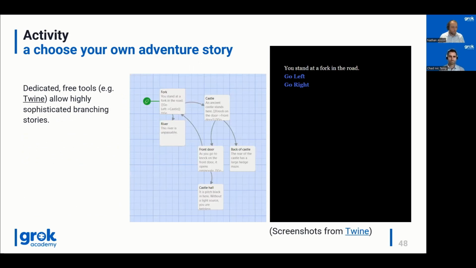If you're ready to move on from just using PowerPoint, there are also dedicated free tools. One of the most popular ones out there is a tool called Twine, and there's a link there to Twine. It does allow you to do highly sophisticated branching stories. And of course, we are doing branching here. That's the whole point. Loops are possible by going back to the same place, but a large part of interactive fiction is just the branching aspect, making a decision about where to go and what to do next.